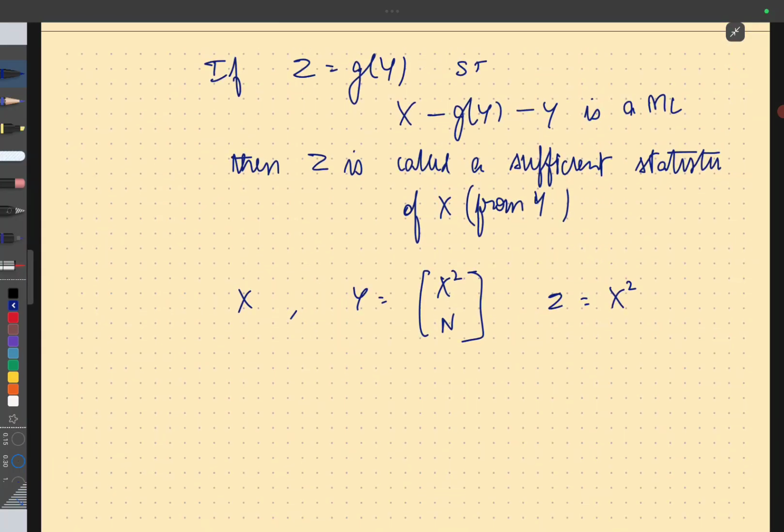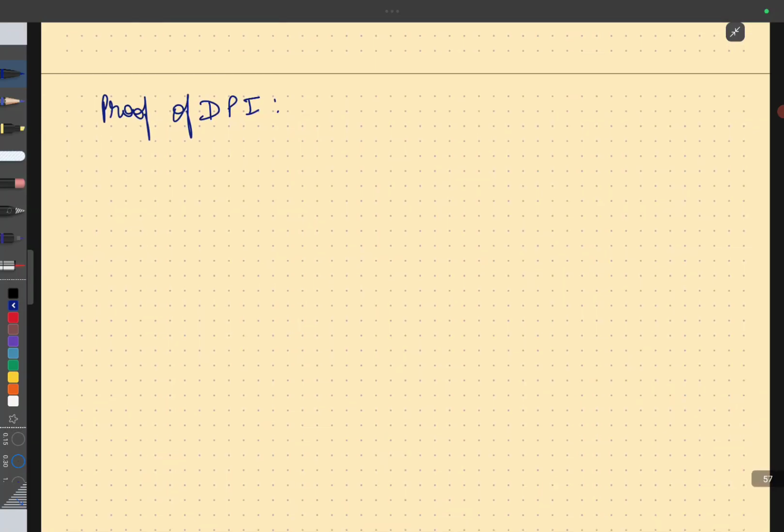Any other questions? Okay. The proof is fairly simple. Let's just consider the mutual information between x and yz. I'll use the chain rule of mutual information to expand this in two different ways.